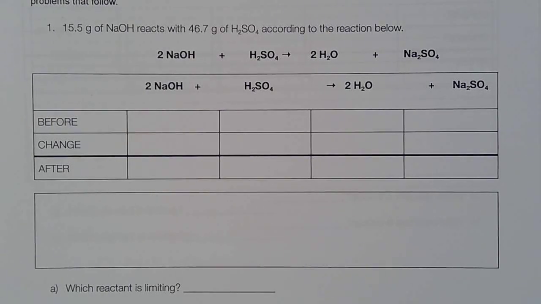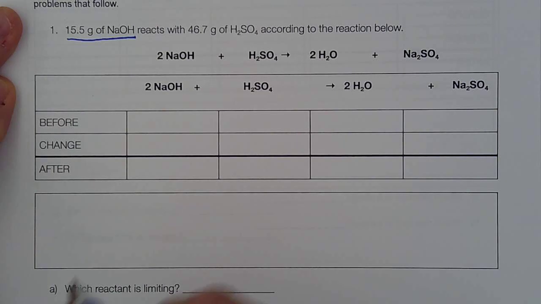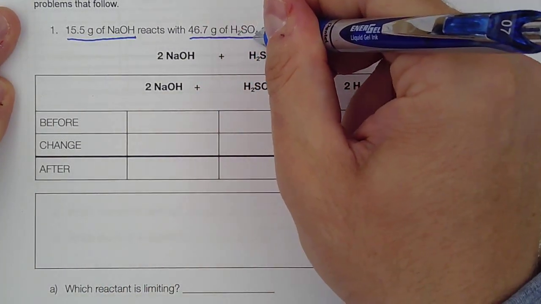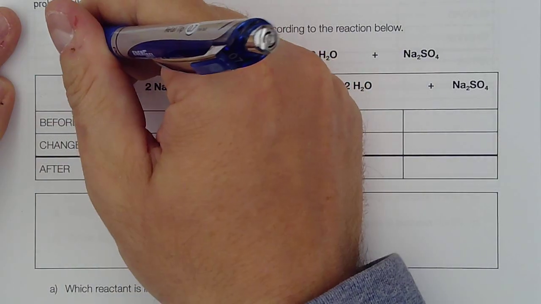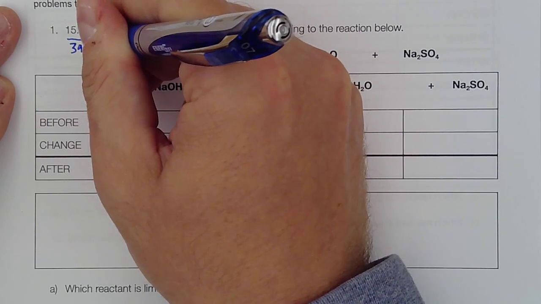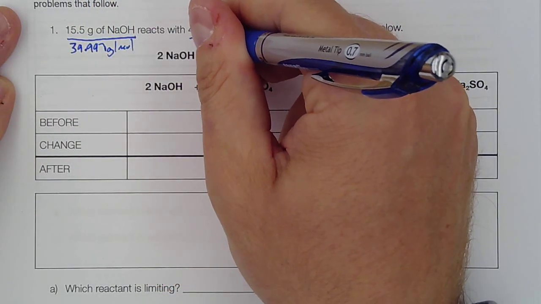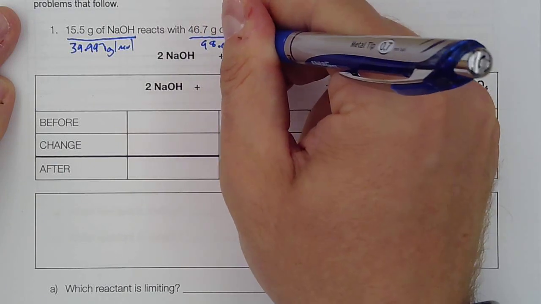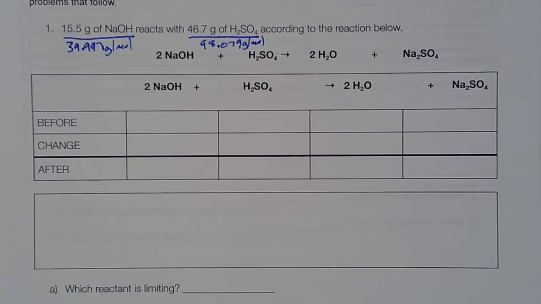Okay, so now let's talk about what happens when we're given two masses for something. So when we look at this problem, we're given the mass for 15 grams of NaOH and 46.7 grams of H2SO4. Now, I've already looked these up, but we're going to have the molar masses of 39.997 grams for every mole of NaOH. And we also have 98.079 grams for every mole of this H2SO4.